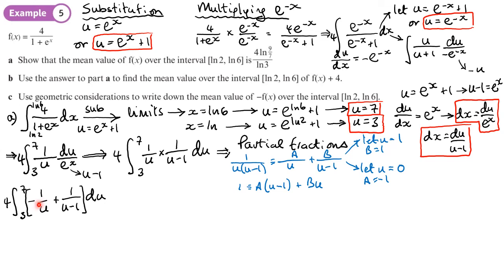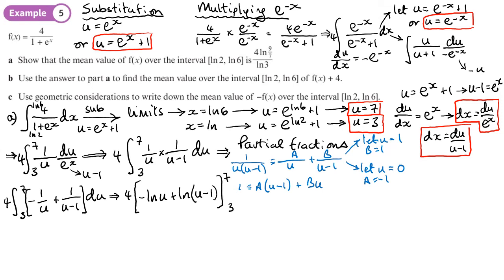Now, since in both of these the top is the bottom differentiated, apart from that little minus there which we can deal with, then it's log of the bottom. So this will become, mustn't forget the 4 here. So the first one will just become minus log u. Yeah, if it was just log u, it would be 1 over u, but we need that minus there as well. And then plus log u minus 1 with our limits of 7 and 3.